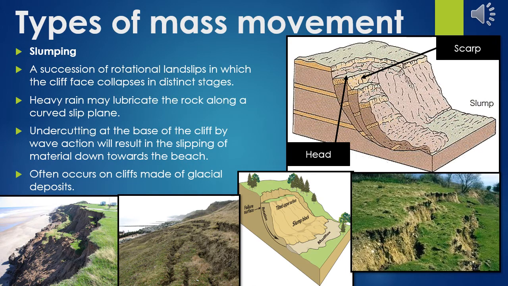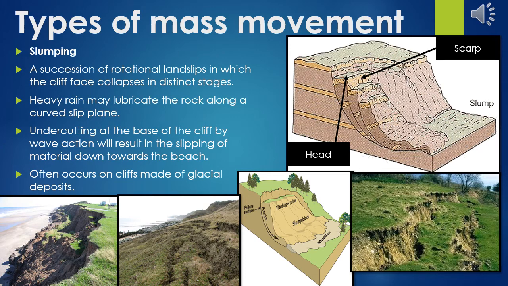Slumping. Now this usually happens in cliffs made out of substances like clay, and also cliffs where you've got pre-existing faults in it. So what happens is essentially the base gets undercut by waves, and the weight of the rock on top of it causes that mass block to slide downhill, but in a curved motion.